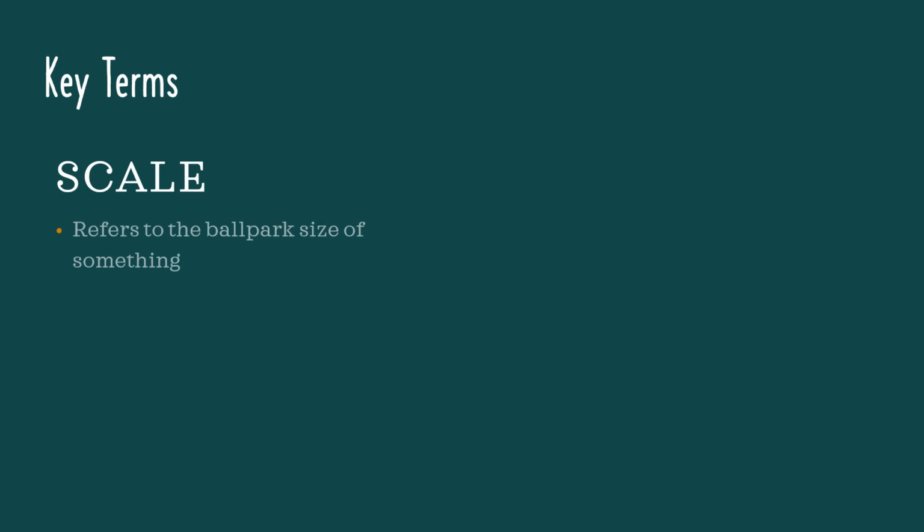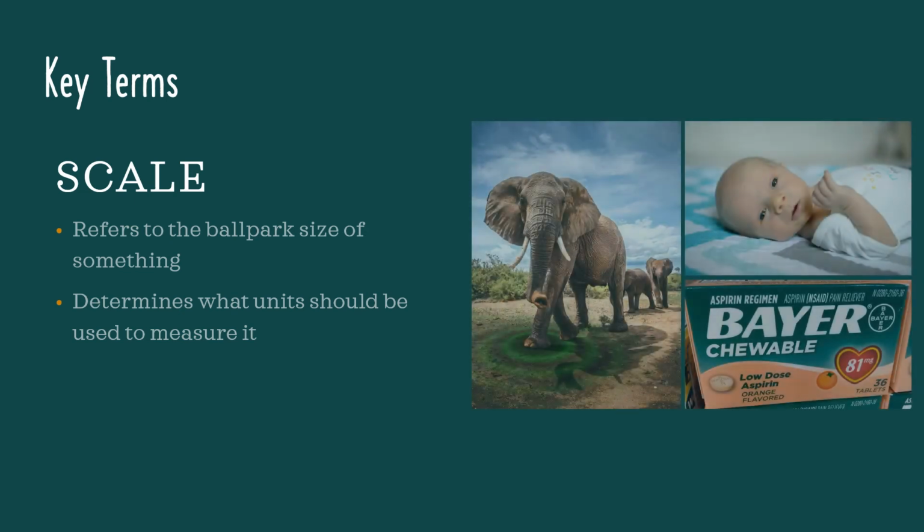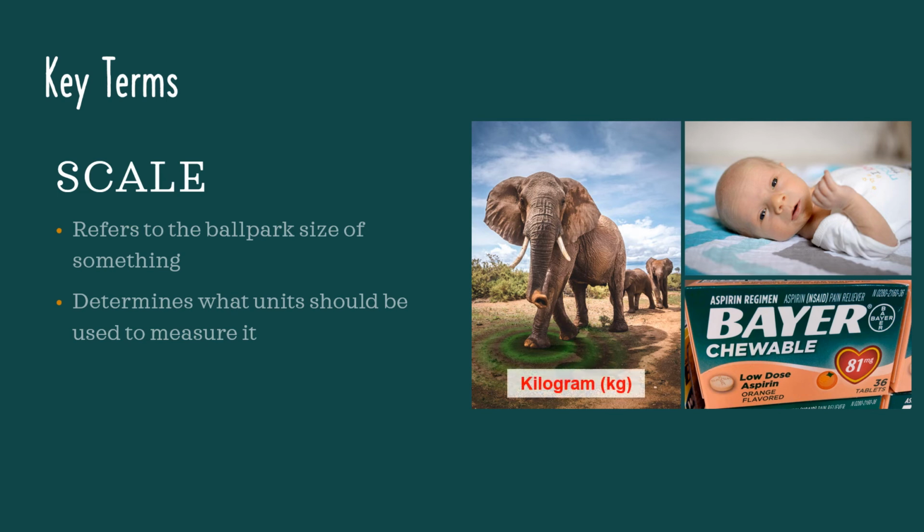A scale refers to the ballpark size of something, and it determines what units should be used to measure it. For example, if we wanted to measure the weight of these three things, we would measure an adult elephant in kilograms, but a human newborn is much, much lighter, and so it would make sense to measure the newborn with a gram scale. Contrast that with aspirin tablets, which are routinely measured in milligrams, a much smaller unit of measure.